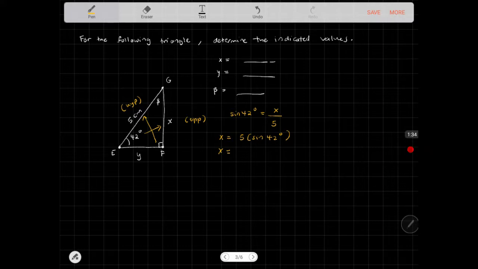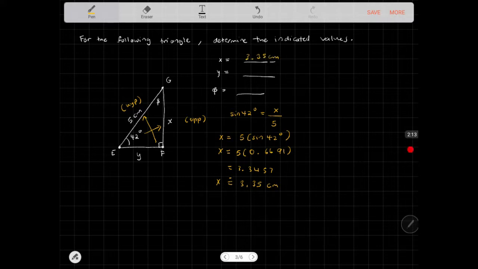So in this case, sine 42 is equal to 0.6691. I'm just going to use 4 decimal places for the time being. If I multiply 0.6691 by 5, I get 3.3457. If I round this off to 2 decimal places, it's 3.35 centimeters. Okay, so we actually solved for x. It's 3.35 centimeters.